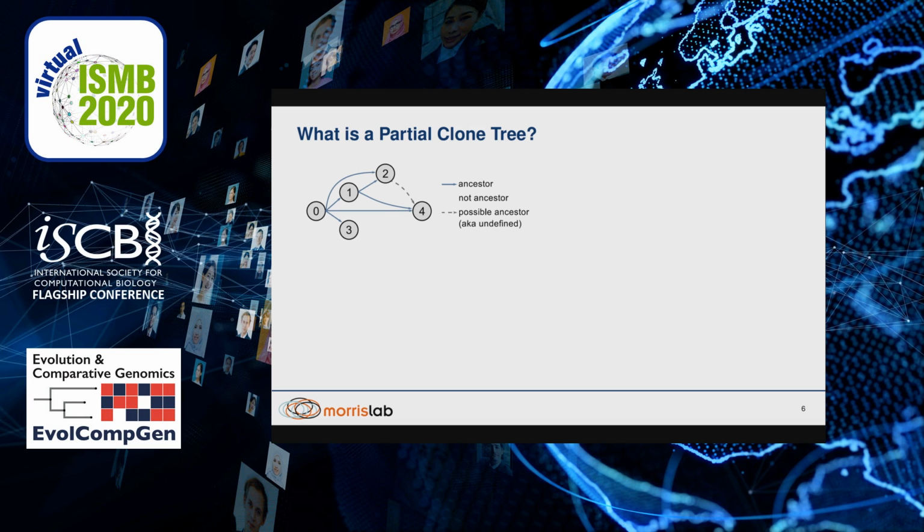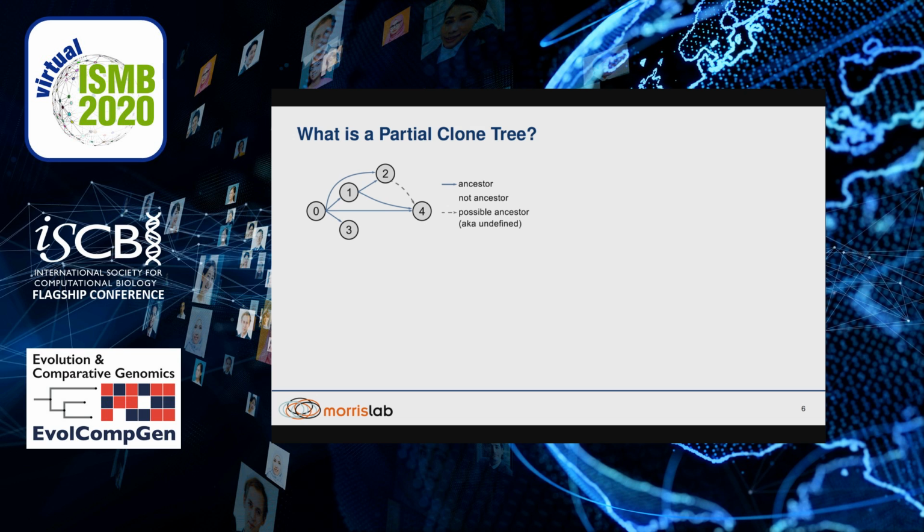A partial clone tree defines a subset of the ancestral relationships between subclones. It defines when a subclone is an ancestor or not an ancestor of another subclone. And it may also contain undefined relationships, when a subclone is a possible ancestor of another subclone. We represent these three different kinds of relationships in an ancestry matrix.